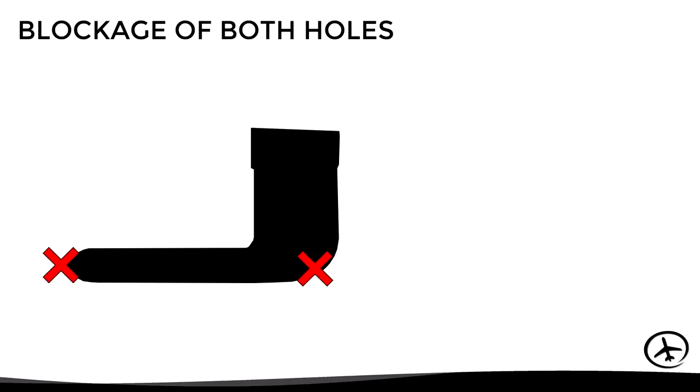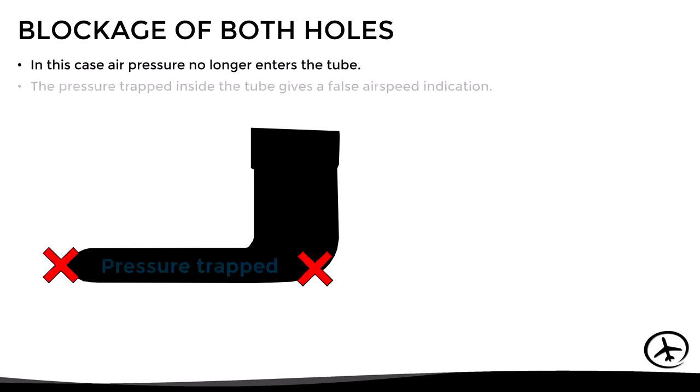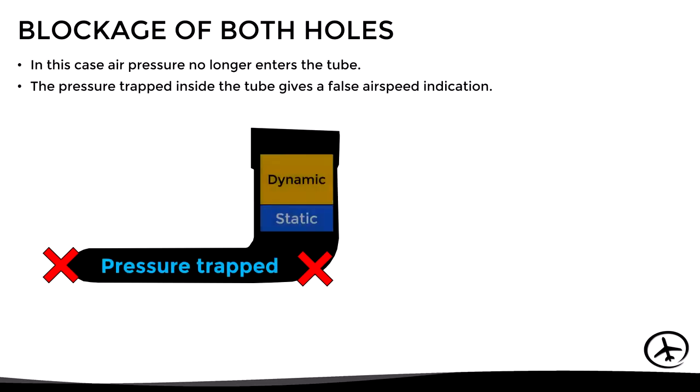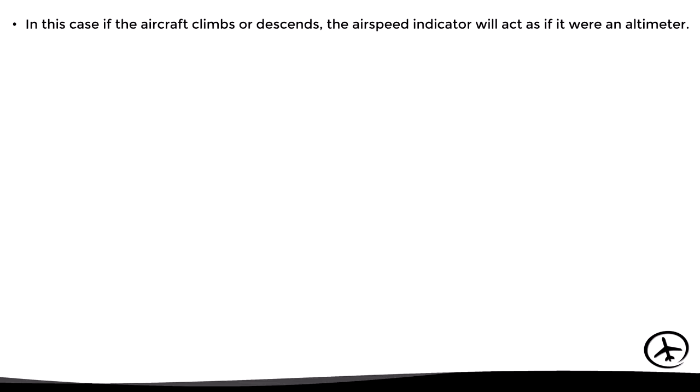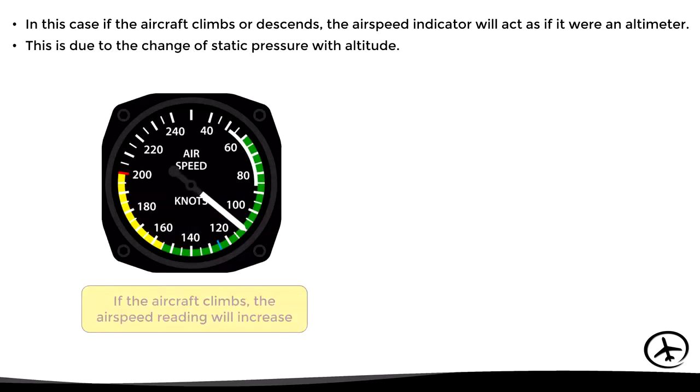Here we have both holes blocked. In this case, the total pressure can no longer enter the tube, but also, the pressure inside the tube cannot escape either. This way, the pressure trapped inside the system will give a false airspeed reading. Now, as long as the aircraft maintains altitude, the airspeed indicator will freeze, indicating the last speed measured before the blockage. On the other hand, if the aircraft climbs or descends, the instrument will act as if it were an altimeter. This means that if the aircraft climbs, the airspeed reading will increase.